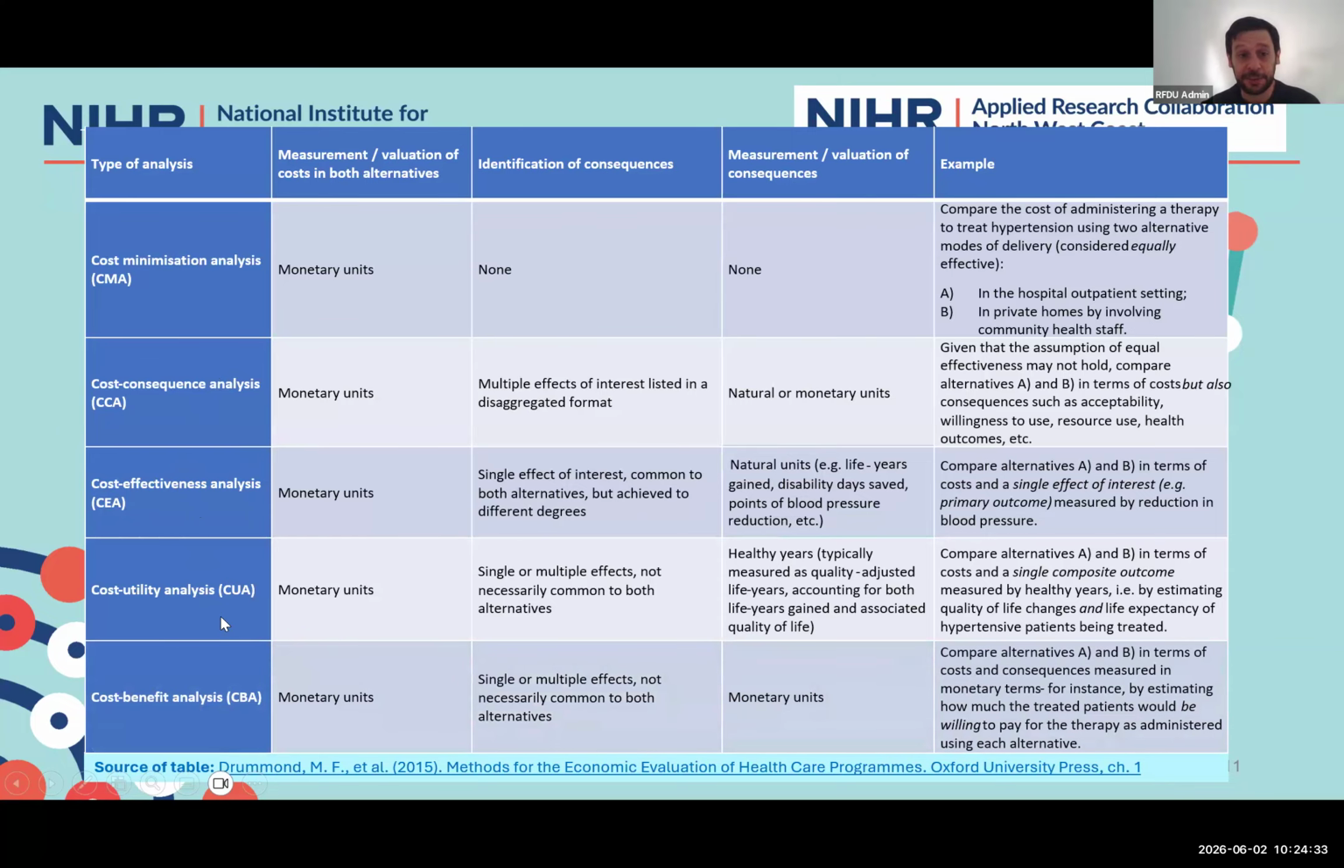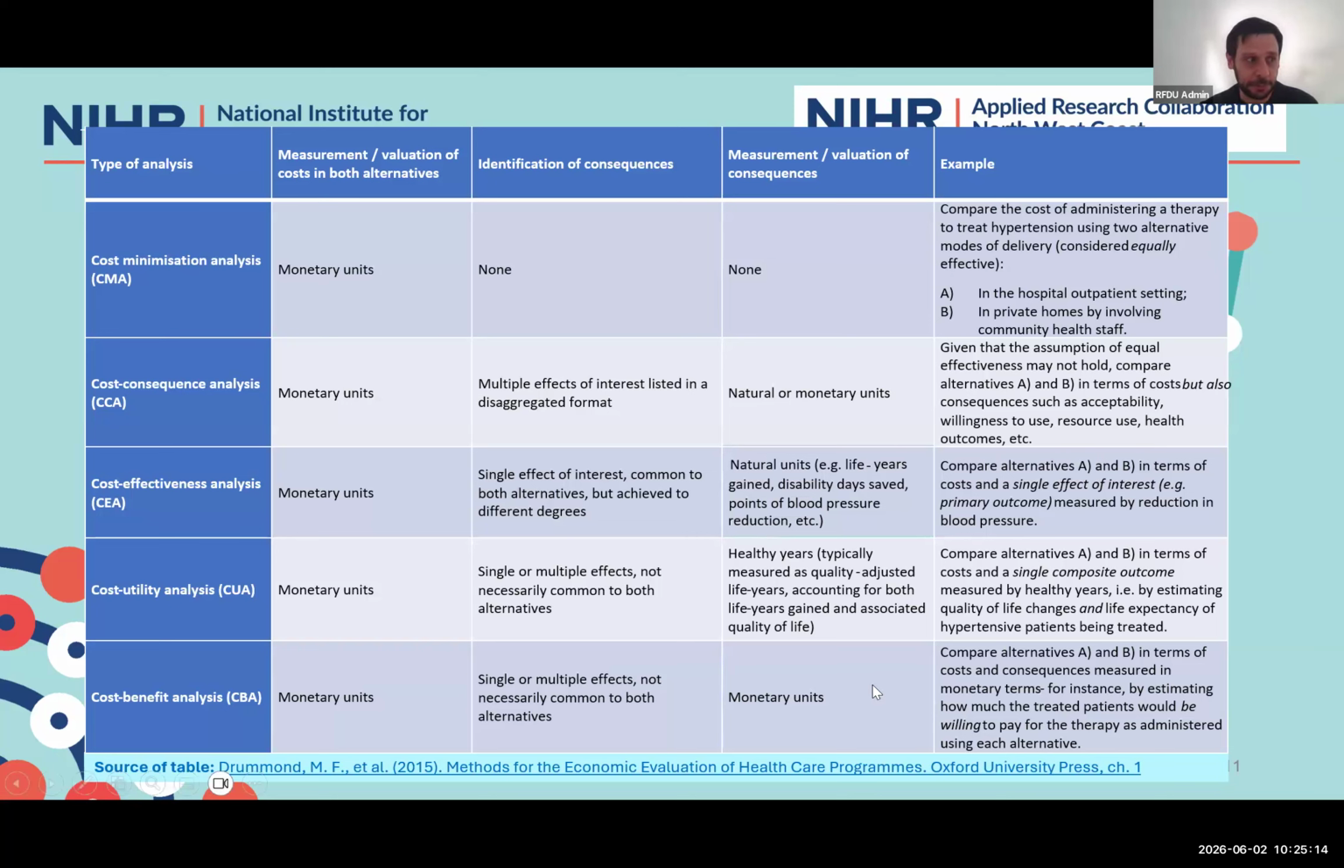And the last type of economic evaluation is a cost-benefit analysis, where again we have consideration of cost and outcomes together, but everything is measured in monetary units. So for example, looking at the comparison of alternatives A and B, both costs and consequences are measured in monetary terms, for example by estimating how much the treated patient will be willing to pay for the therapy. So there might be some questionnaires which are administered where we're trying to understand how much people are willing to pay for a specific treatment or therapy and so on. So we're trying to monetize the outcome in a way.